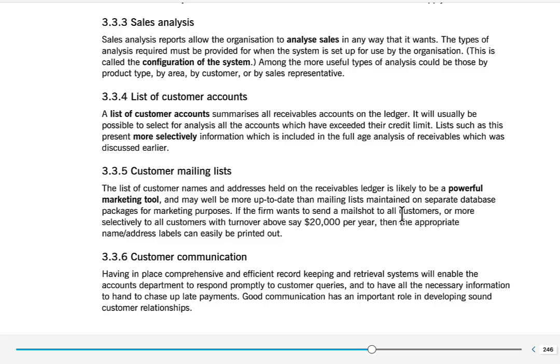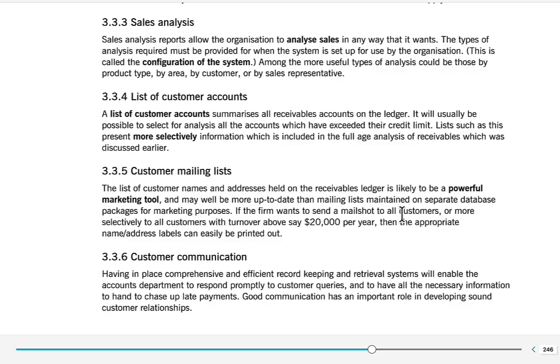Why the business produces a mailing list. There are two main purposes. Purpose 1. Credit control communication. The business can use customer details to send statements of account, reminder letters, overdue notices, confirmation of balances if required. So the mailing list supports the collections process.